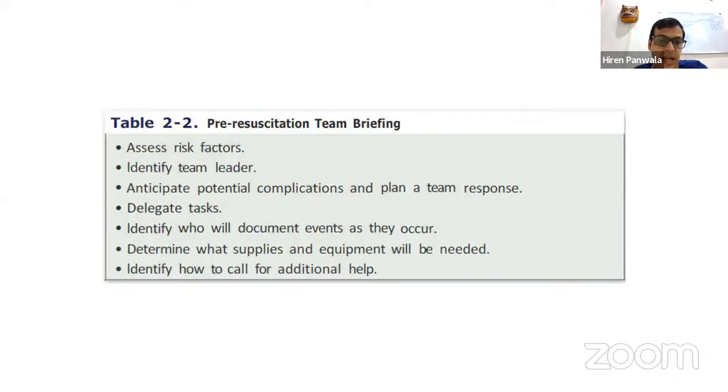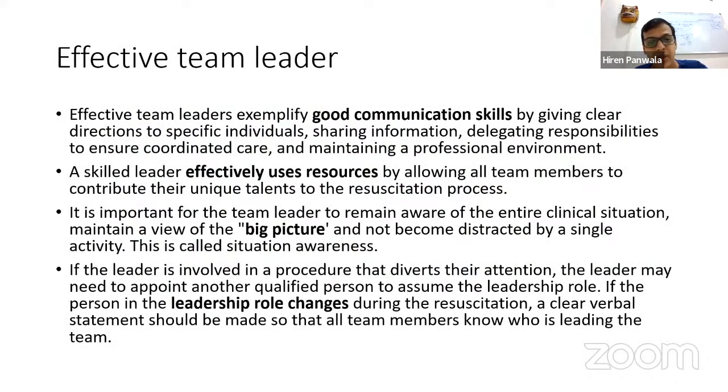We should identify and make sure that all the equipment that we need is there. Equipment check should be done before the delivery. There should be one person identified as a team leader so that people do not keep looking around for everyone. This team leader should have good communication skills. It can be the same person who is looking after the airway, should know how to effectively use all the resources, and should be looking at the bigger picture.